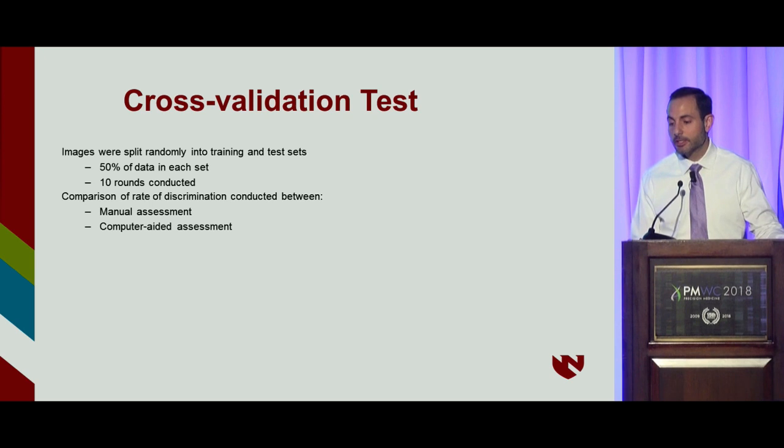The way the study was done is we took those images, we split them randomly into 2 groups, 50-50. The first group was used to train the system so that it would learn to recognize, using artificial intelligence, what was FAS, partial FAS, ARND, and control. And then the remaining set was used as the test set, and the system would try to categorize based on what it had learned. We repeated this using 10 rounds, and then compared the rate of discrimination between the manual assessment of the clinician against the computer-aided assessment.